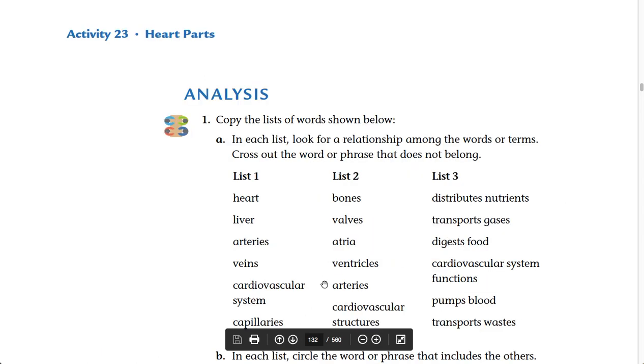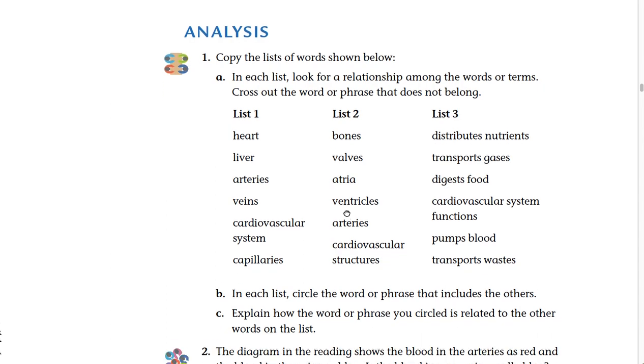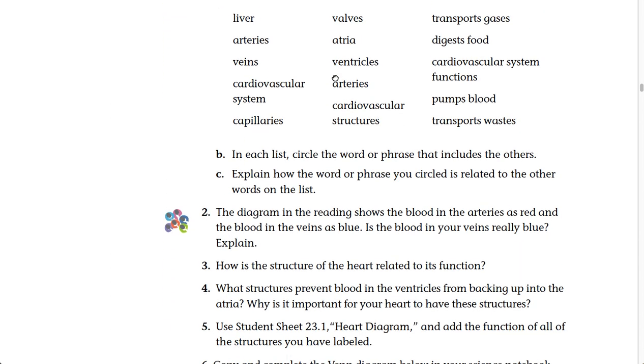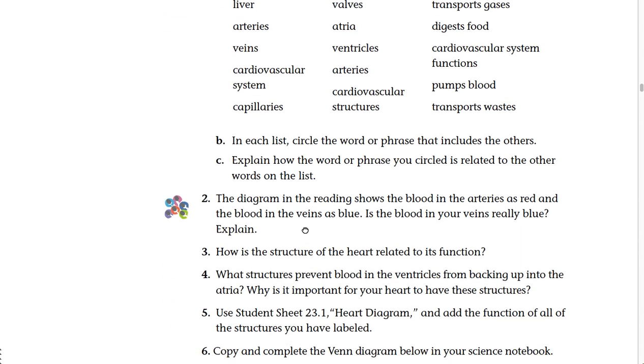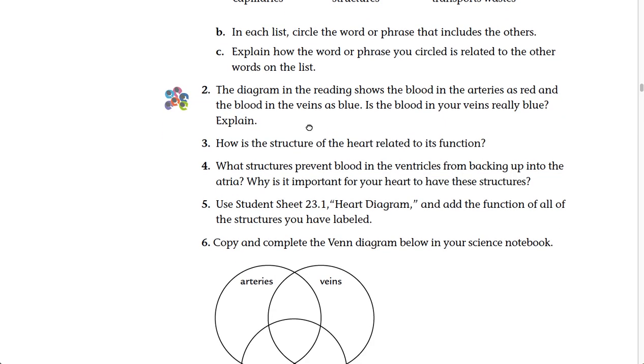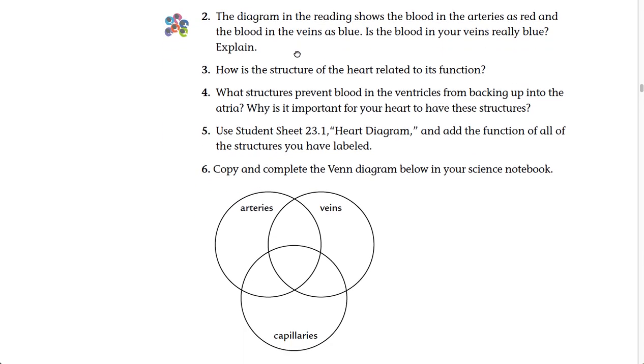Next page. Here are your analysis questions. So we've done this before. Again, you don't have to copy this list, but in each list, look for a relationship among the words or terms. Cross out the word or phrase that does not belong. Okay, so I'm not going to read these to you. You can do these after you finish this reading and after you finish your diagram. This Venn diagram, I would try to do it on that page, but if it's too small, feel free to copy it and do it in your notebook.